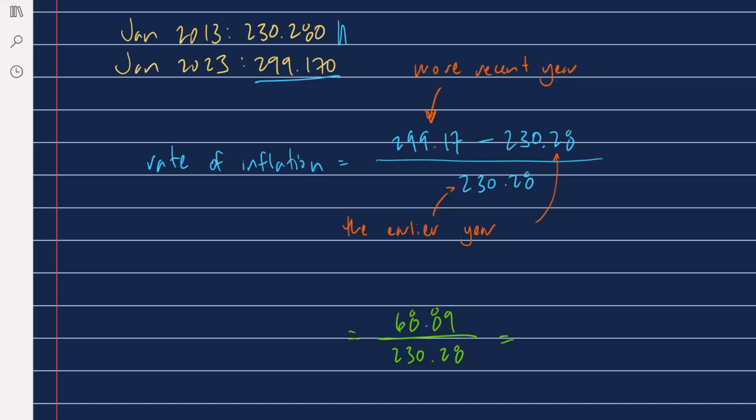Okay, so what are we going to have here? 68.89 over 230.28, and that's going to give us a percentage, 29.92%. Okay, so prices have risen from January 2013 to January 2023 by just under 30%, 29.92%.